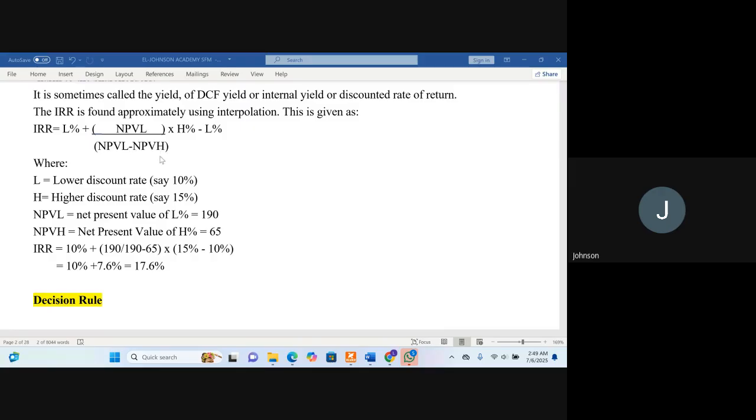Let me give an example. If a bank is giving you the loan for 20%, and another bank is giving you for 30%, the 20% is the lower rate, while the 30% is the higher rate. So you just input it in your formula: 20% plus the NPV you got using the lower rate to discount those cash flows. NPV is the present value of the returns phase cash flows minus the present value of the investment phase cash flows.